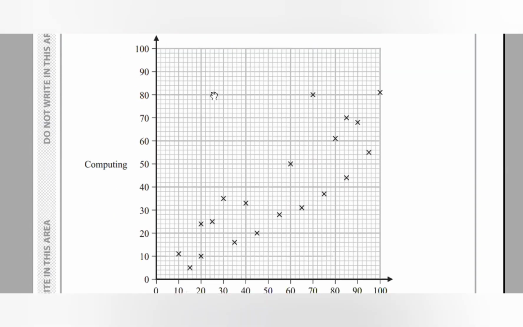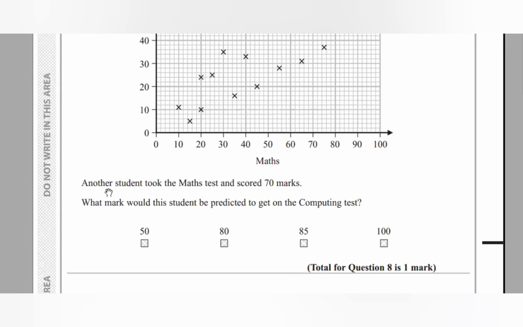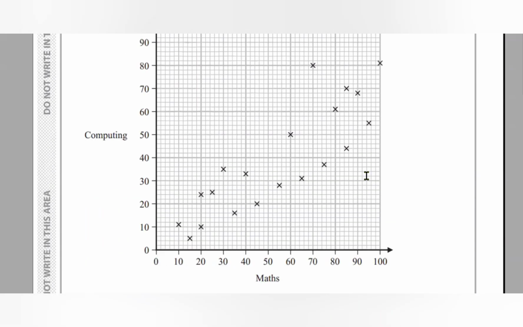Now let's take a look. This is computing and this is maths. Now the question here says, another student took the maths test and scored 70 marks. What mark would this student be predicted to get on the computing test? So we're going to predict the mark of the student depending on his score in maths. Okay? Now this is a scatter graph.